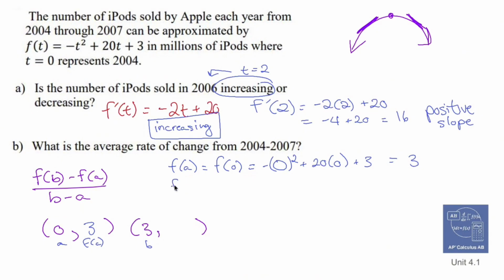F of b is going to be me plugging in 3, so f of 3, and that is going to equal negative 3 squared, again I'm plugging it into the original function, plus 20 times 3 plus 3, which is going to be 9 plus, I'm sorry, that was a close one, negative 9, plus 60, so 51, plus 3, 54. And that's f of b.